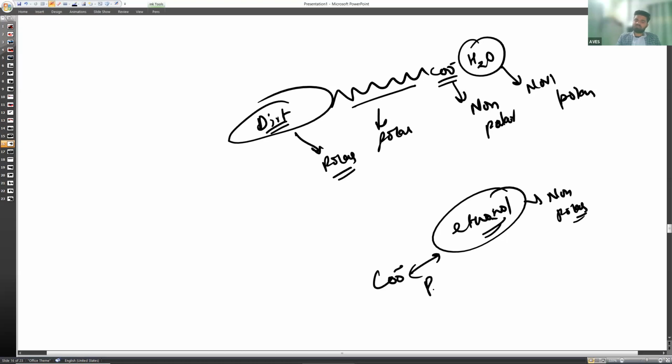The ionic part will not dissolve in the ethanol because ethanol is non-polar in nature, while the ionic part is polar. So there is a repulsion, and due to this repulsion, it will not dissolve.